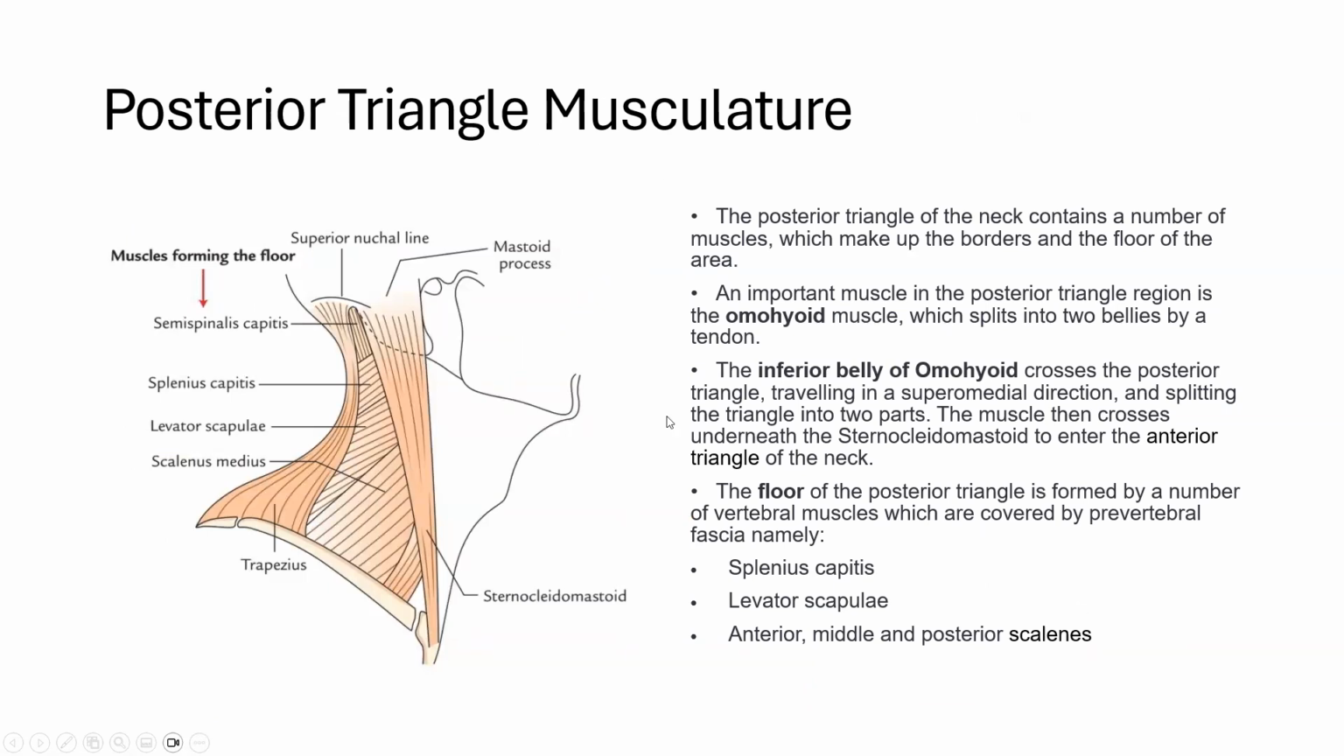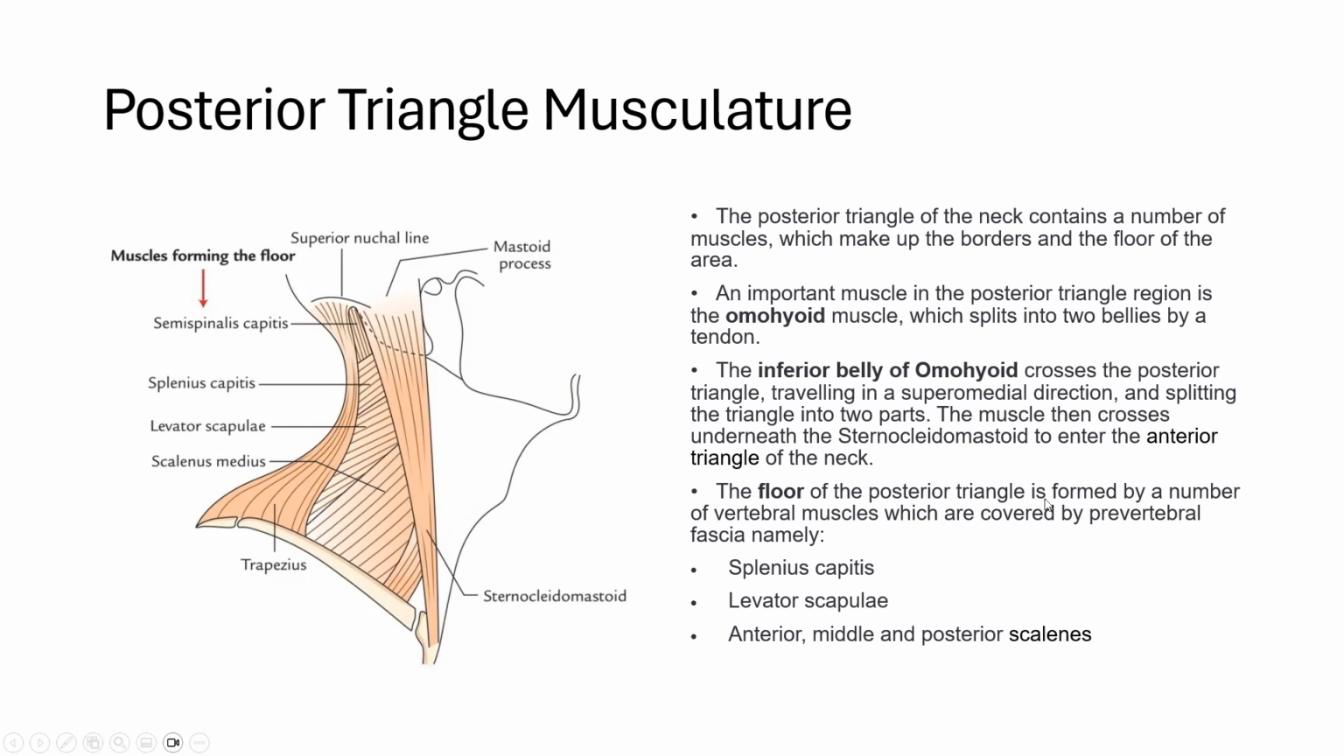Posterior triangle musculature. The posterior triangle of the neck contains a number of muscles which make up the borders and the floor of the area. An important muscle in the posterior triangle region is the omohyoid muscle, which splits into two bellies by a tendon. The inferior belly of omohyoid crosses the posterior triangle, traveling in a superomedial direction and splitting the triangle into two parts. The muscle then crosses underneath the sternocleidomastoid to enter the anterior triangle of the neck.